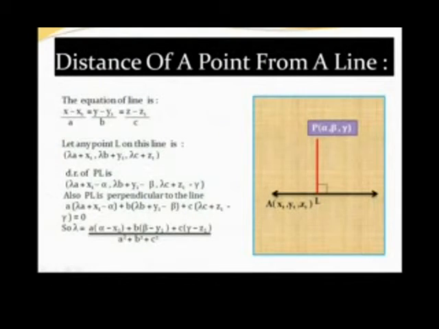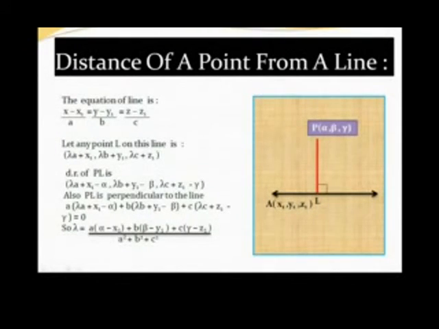Now, the distance of a point from a line. Let us say that the equation of any line is x minus x1 by a equal to y minus y1 by b equal to z minus z1 by c. So, let us say that this is the line. It passes through the point x1, y1, z1. Let us say that this is the point A. Now, we have to find the distance of the point P from this line. Let us say that the coordinates of this point P are alpha, beta and gamma. Now, we have to find the distance PL.